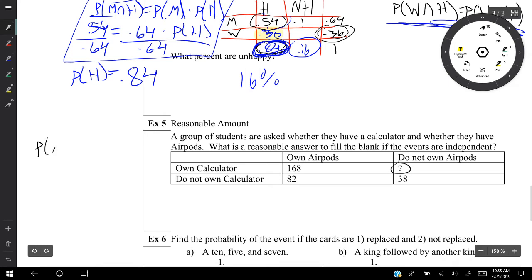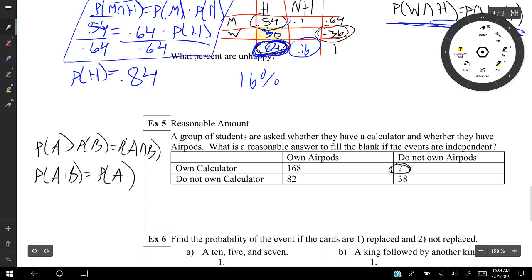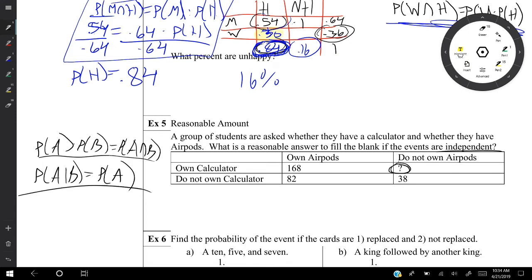Either probability of A times probability of B equals probability of A and B, or probability of A given B is equal to the probability of A. We need to make this number something so that one of these is true. And if one of them is true, then it's independent. Are you with me? I need the events to be independent. If they're independent, one of these things is true. So we need to put a number there that makes it still independent.